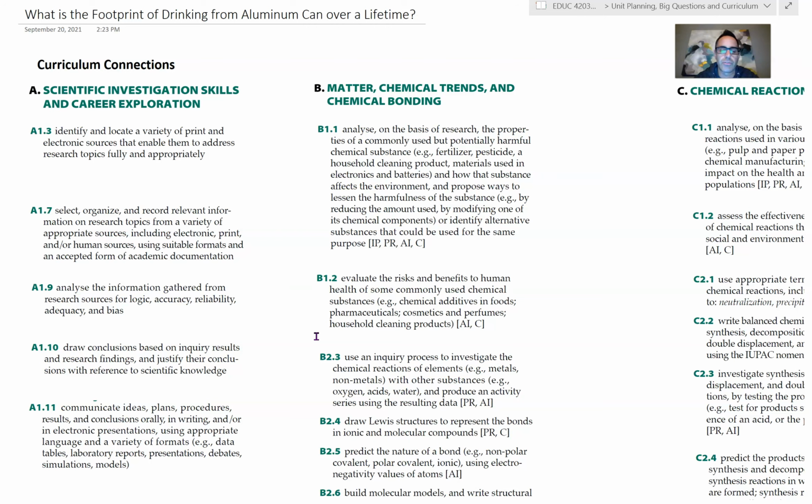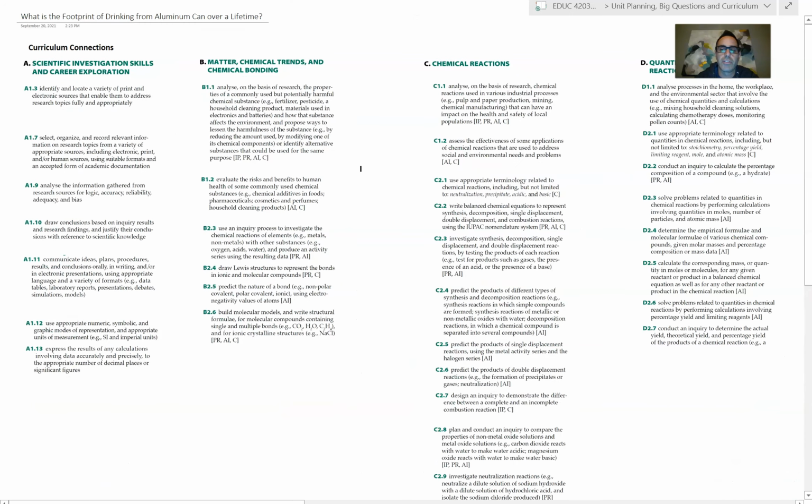And I've used this question for chemistry classes and environmental science classes, and you can use similar types of questions, maybe not related to aluminum cans, maybe related to other parts of people's lifestyle, right? So what we can see here are all the expectations that I've identified that this type of question would go through, just from the chemistry unit.